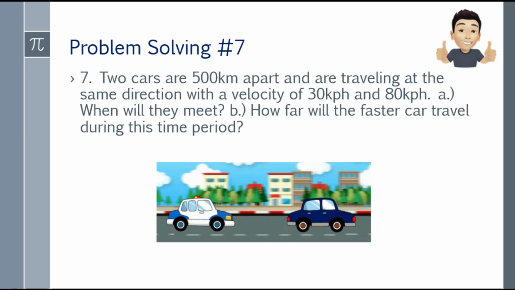Alright, so let's go to the last problem. Problem solving number 7. Two cars are 500 kilometers apart and are traveling at the same direction with a velocity of 30 kilometers per hour and 80 kph. Tanong dito, when will they meet? Pangalawa, how far will the faster car travel during this time period?